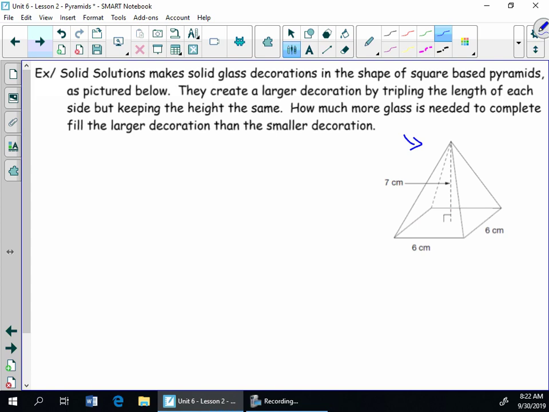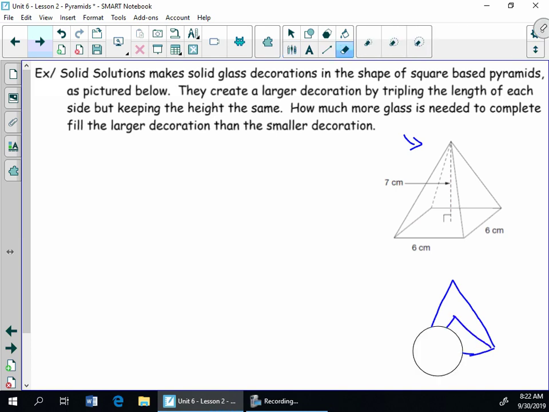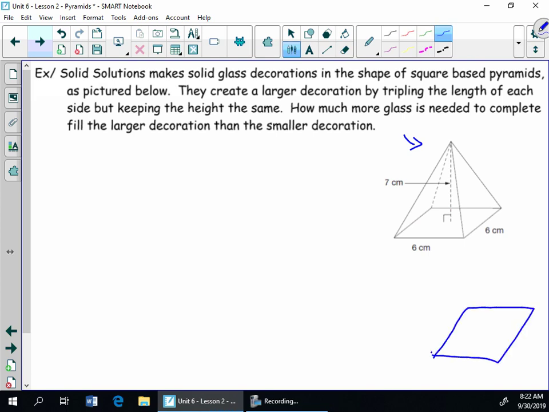So really, we have 2 pictures. There's one we're shown, plus we're going to have another pyramid, which has, oops, that's not a square-based pyramid, that's a triangular-based pyramid. We're going to have another one that's going to be triple what we have here. But all they're doing is tripling the sides, the length of each side. So if I triple something, that means I take this, times it by 3, and I'll get 18 by 18. So we want to know the difference in how much glass is needed for each of these.